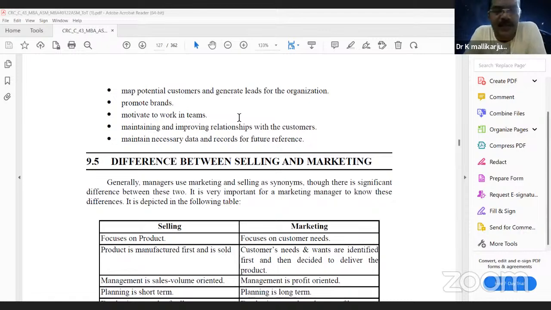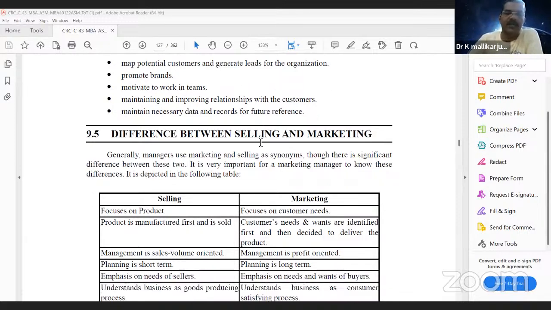So, let us understand the difference between selling and marketing. Nothing but sales and marketing. Earlier classes also we covered this area, no? Difference between sales and marketing. So sales is basically a product-based system. The priority is given to the product, not to the customer.